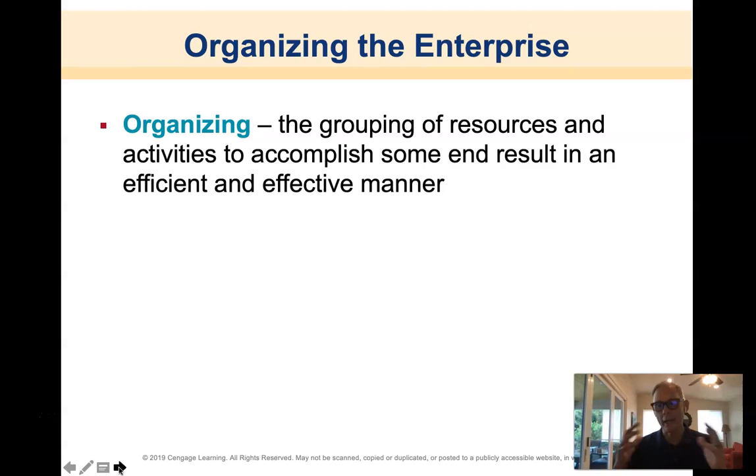We figure out, what do we have to work with within our organization? What are our goals and how are we going to use them? Okay? The next part is organizing the enterprise. This is the grouping of resources and activities to accomplish some end result in an efficient and effective manner, right? So we have our human resources, our material resources, our information resources, and we're going to put these together, we're going to come up with a plan, and we're going to go out and launch it. We're going to figure out how we're going to get this done, and we're going to do it. We're going to execute it.